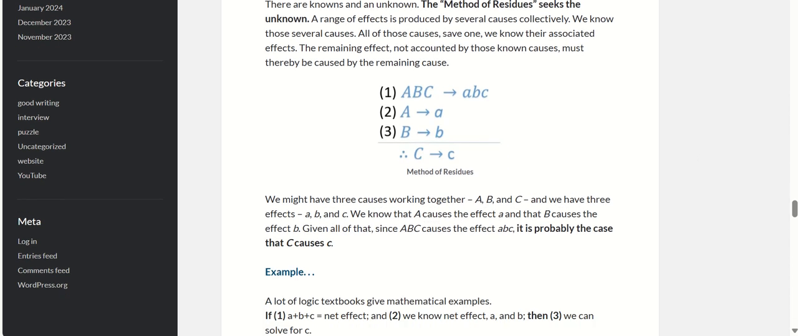So I have this kind of rough symbolic illustration of this. So capital A, capital B, capital C leads to lowercase a, b, c. That big A leads to little a, big B leads to little b, so it seems plausible to say big C leads to little c. We might have 3 causes working together, A, B, and C, and we have 3 effects, little a, little b, and little c. We know that big A causes the effect little a, and that big B causes the effect little b. Given all this, since big ABC causes the effect small abc, it's probably the case that big C causes little c.